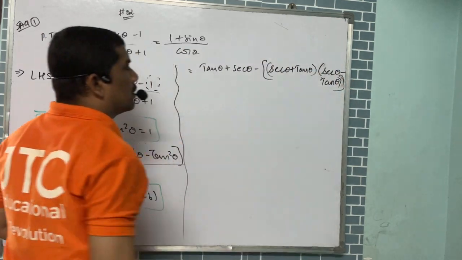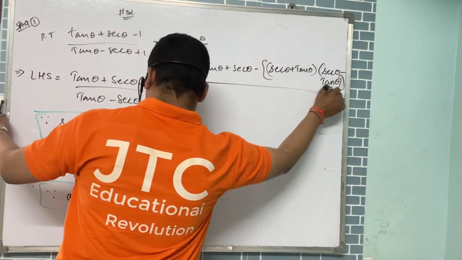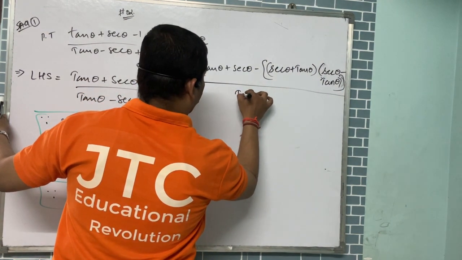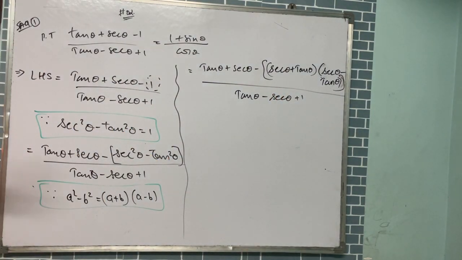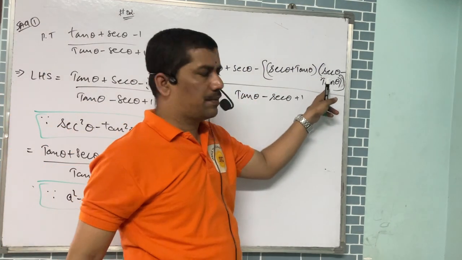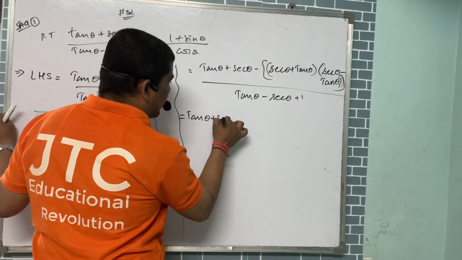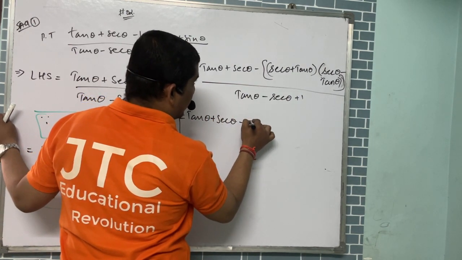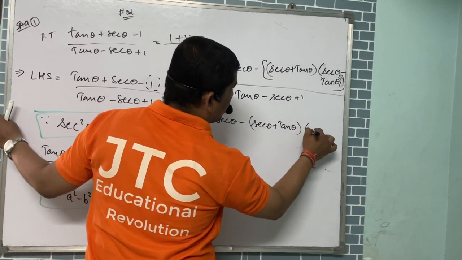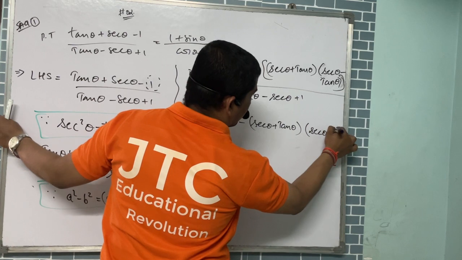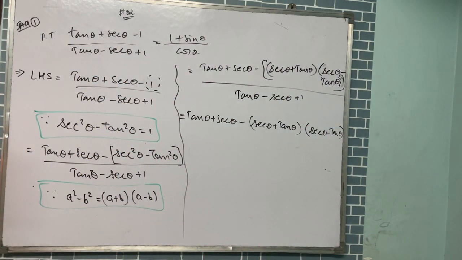It is a continuation. Now what can I do? The whole divided by tan theta minus secant theta plus 1. Be careful, it's a continuation. Next, tan theta plus secant theta, open the bracket, minus secant theta plus tan theta into secant theta minus tan theta. Okay, all of you, we can do it like this.